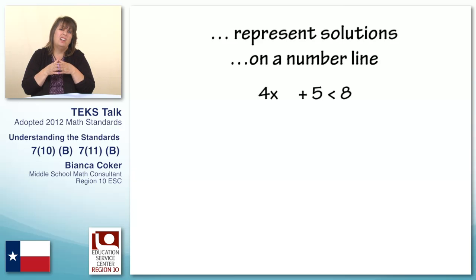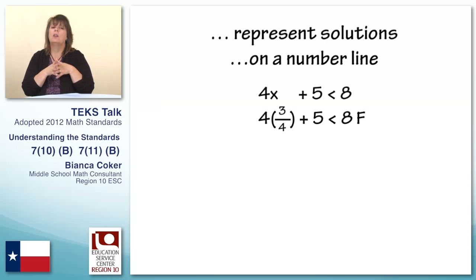So the first thing we want to check actually is that critical point 3/4. When we put 3/4 into our original inequality, we'll have 4 times the quantity 3/4 plus 5 is less than 8. Now when we multiply that out, we'll have 3 plus 5, which is 8. And we're asking ourselves, is 8 less than 8? 8 is not less than 8. It's less than or equal to 8, but that isn't what our inequality is. So because 8 is not less than itself, this is a false statement. If it's a false statement, that piece of the number line is not shaded. So we stick with our open circle.